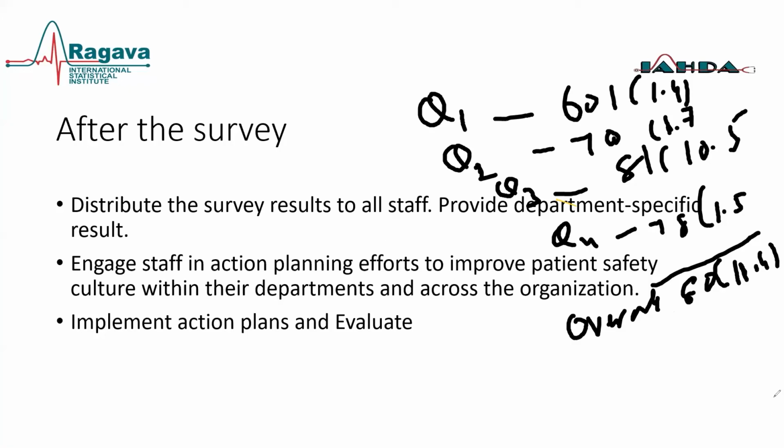Suppose the overall score regarding response to error is 80%, with a standard deviation of 0. What does it mean? Excellent. There is no variation among the staff. This is the perfect model. We should learn how they got it. As a quality professional, we can recommend this department for further improvement. We should learn how they got it. This is the excellent department.